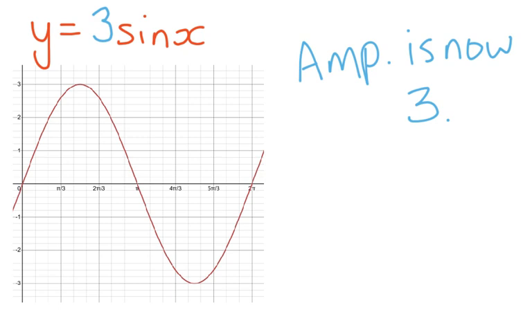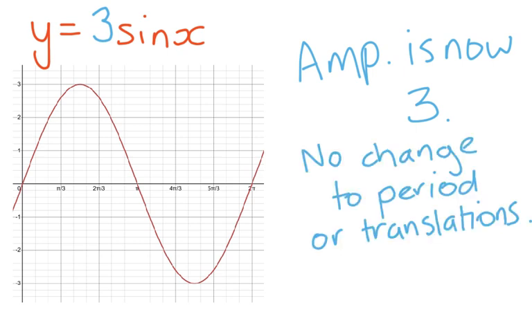You can see it hasn't been moved left or right. It hasn't repeated an additional cycle within 2 pi. It's just the maximum and minimum values that have changed. So the equation for that one is y equals 3 sine x. I've just written there that there's no change to the period or any translations.